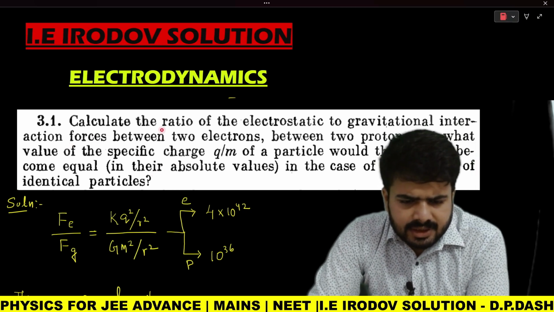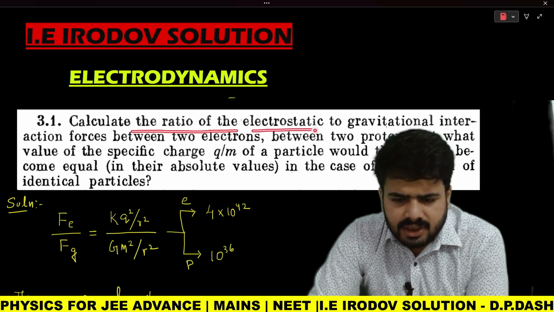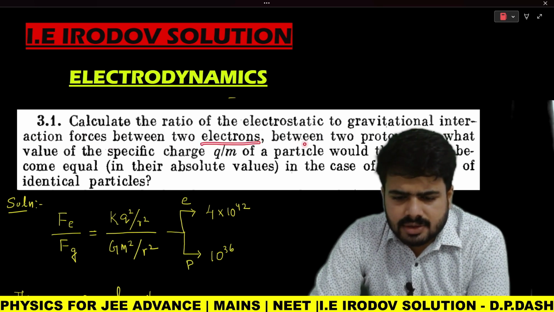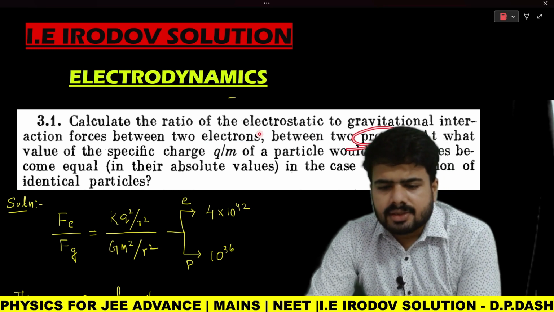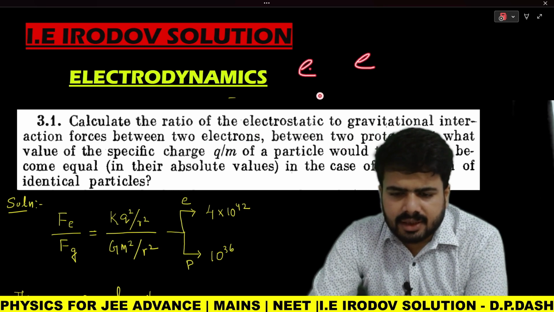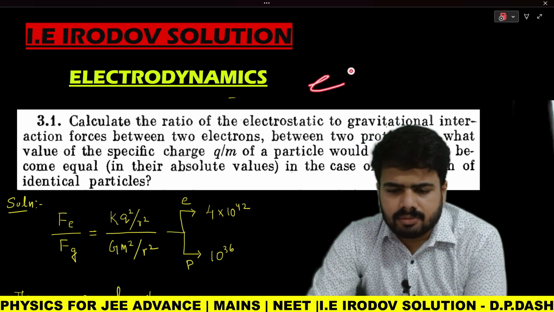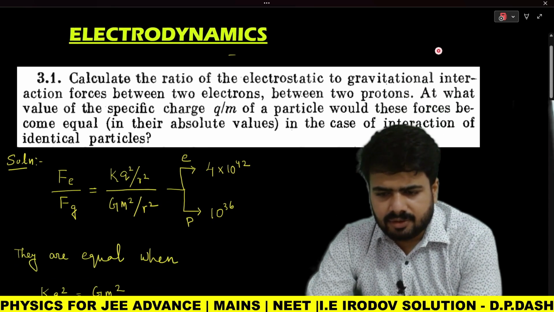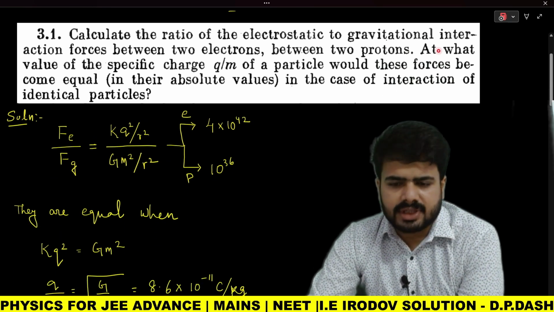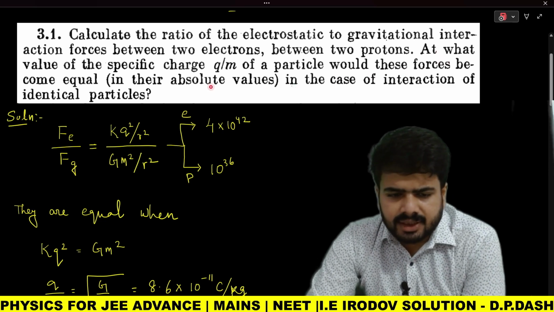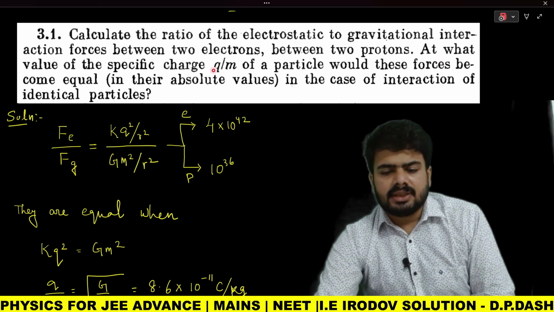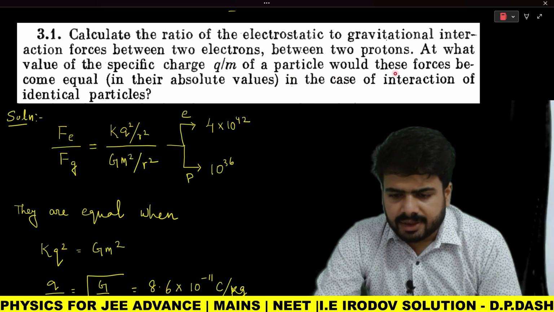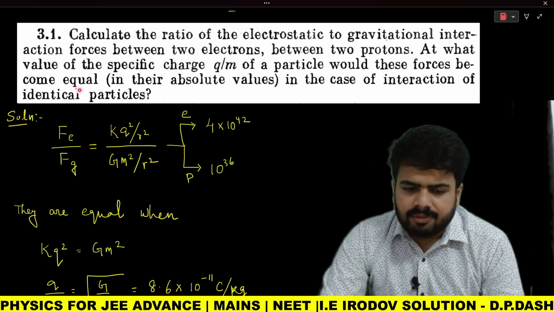The very first question is: calculate the ratio of electrostatic to gravitational interaction forces between two electrons and between two protons. Suppose two electrons are there, or two protons are there; between them we have to find out what amount of gravitational force and electrostatic force is acting. You also have to find at what value of the specific charge, which is nothing but the q by m ratio, these forces would become equal.